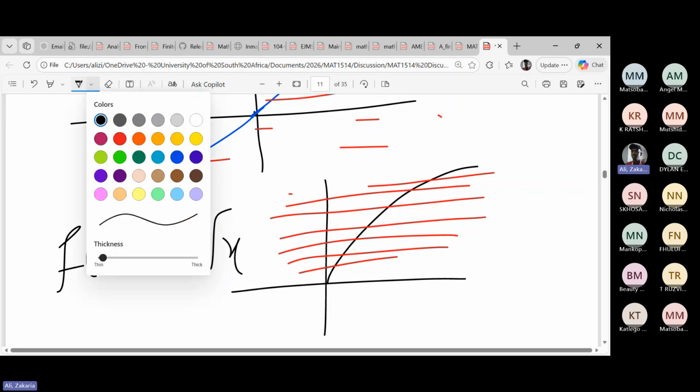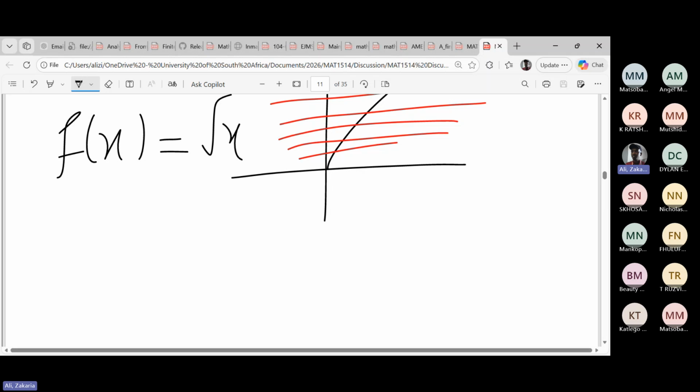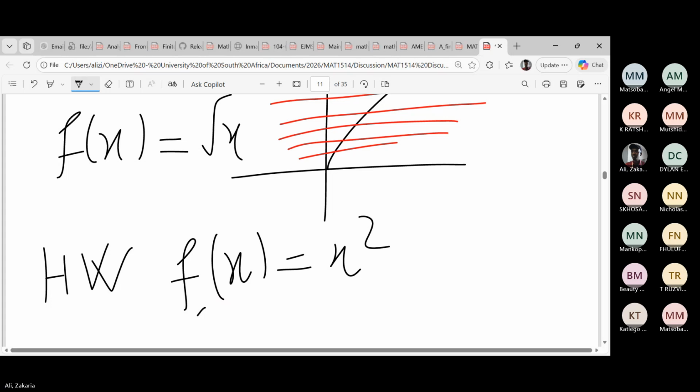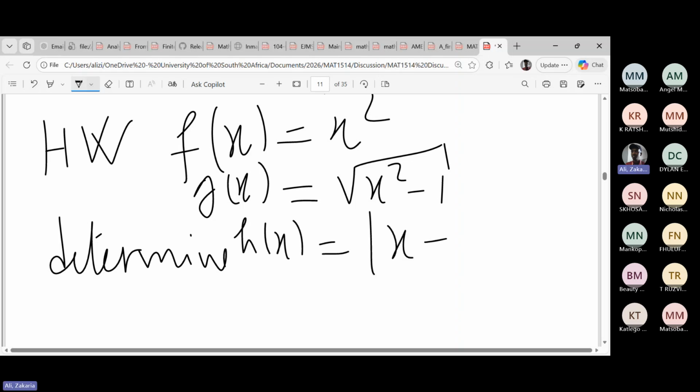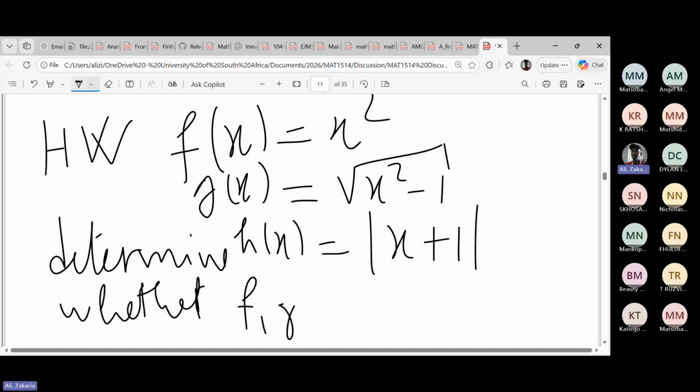Now let's take something slightly different, as homework. F of x equal to x squared. G of x equal to the square root of x squared minus 1. And h of x equal to the absolute value of x plus 1. Determine whether f, g, and h are one-to-one functions.